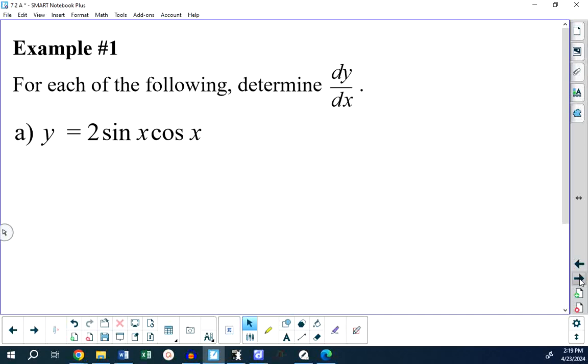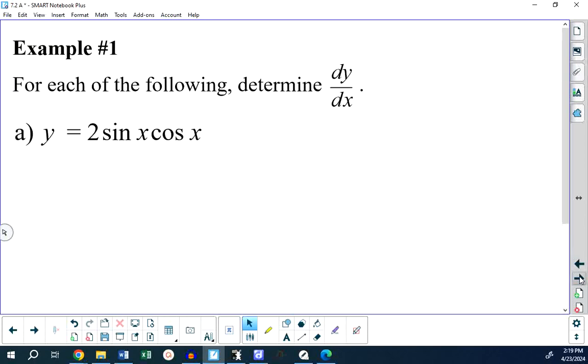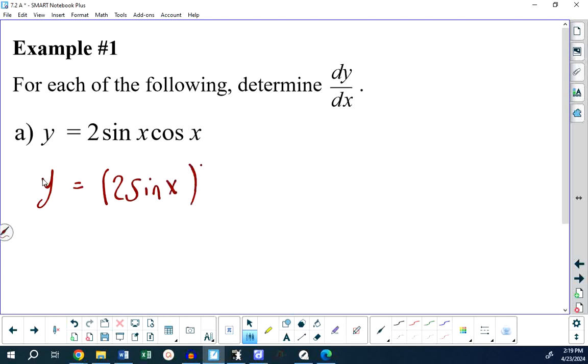So, what is the derivative dy dx if y is equal to 2 sine x cos x? I didn't really spend a lot of time talking about this, but there's a pattern here. The derivative of sine is cosine. The derivative of cosine is negative sine. You need to know that to be able to do this. So the only thing you can do here so far is to think of 2 sine x cos x as a product of two functions of x. And then we're going to use the product rule.